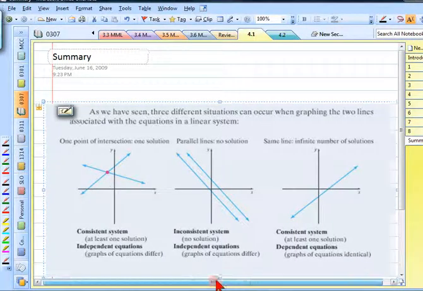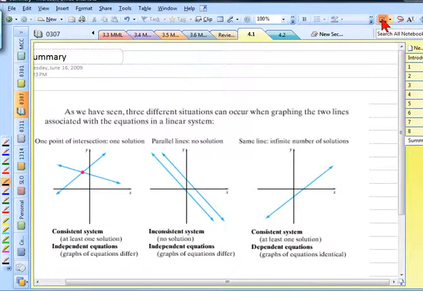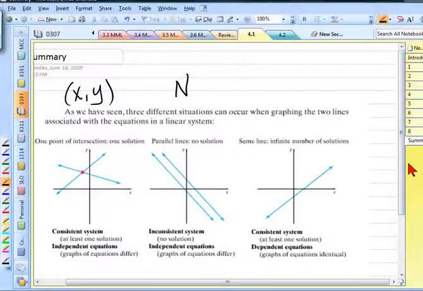Another thing that can happen is that we can have parallel lines. What do you answer for this scenario? You answer no solution. So for the first one, you answer with an x comma y, and for the second one, you answer with no solution. For the third one, the third thing that can happen, you get the same line. And when that happens, you answer with I.